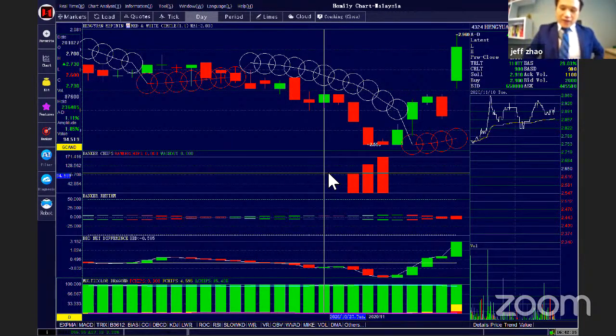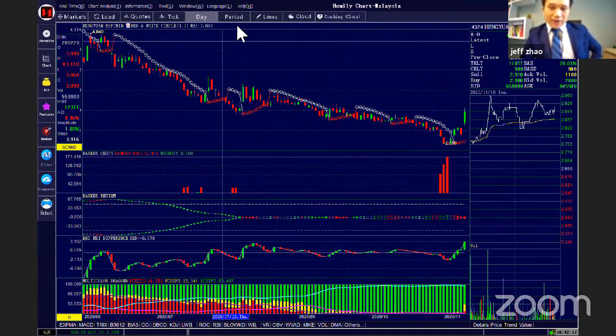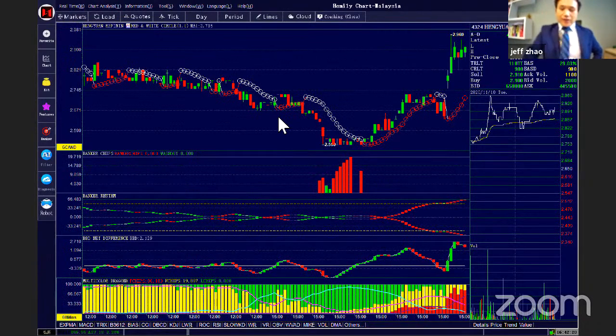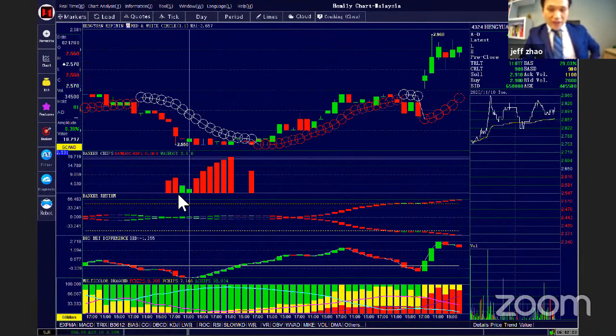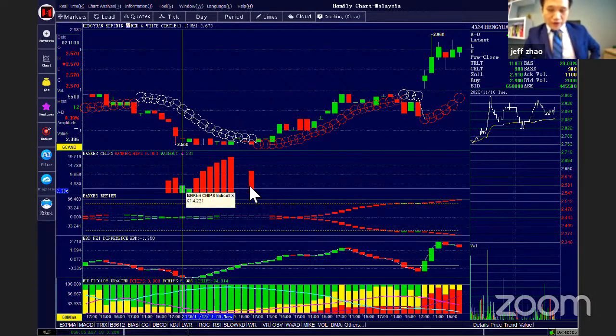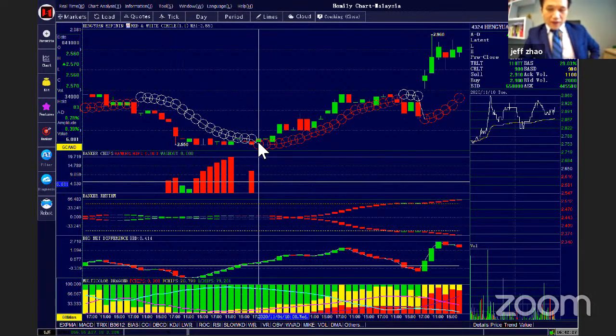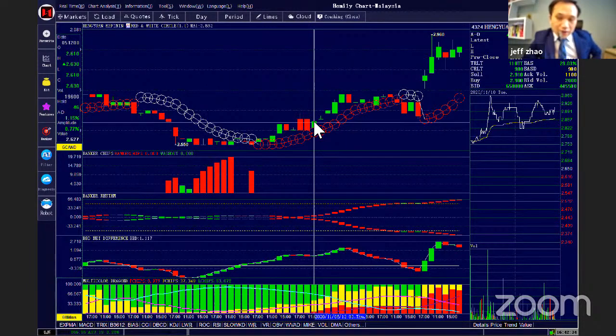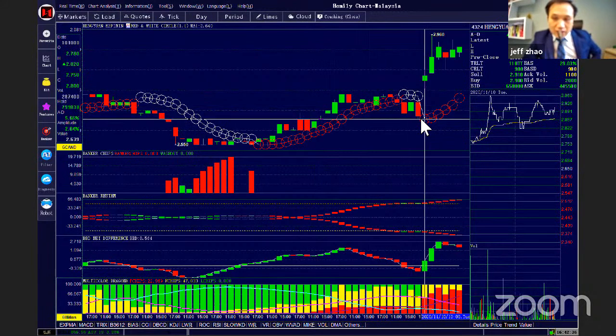But actually on the daily chart, it's not that easy to catch the buy point. But if you focus on the 6-minute chart, the 6-minute chart is easier for us to do short-term trading. Here, this is the first red circle, but the price does not go up much. And this is the second time.